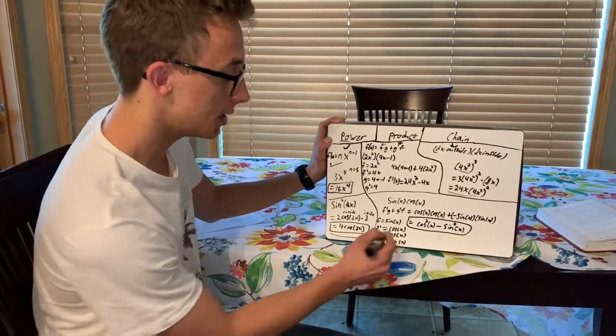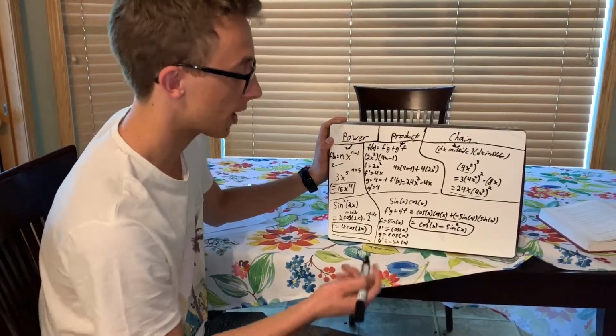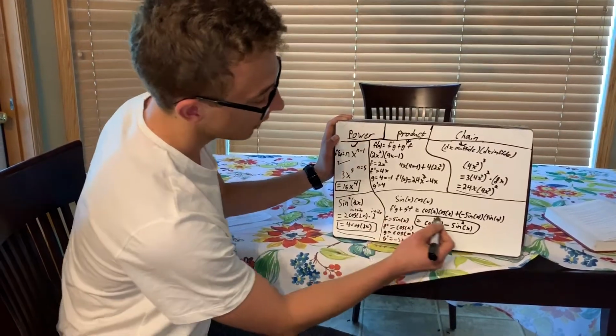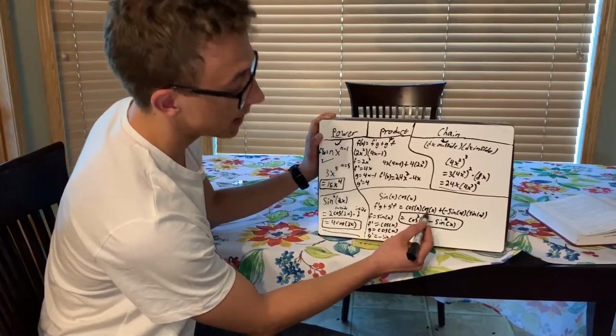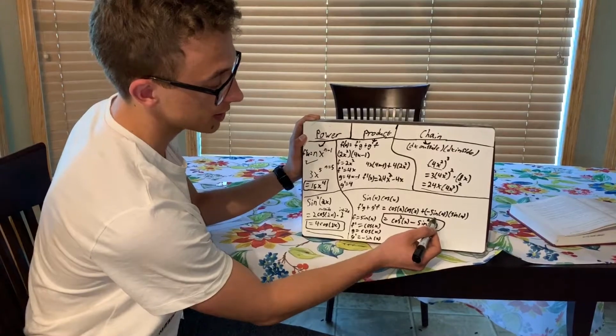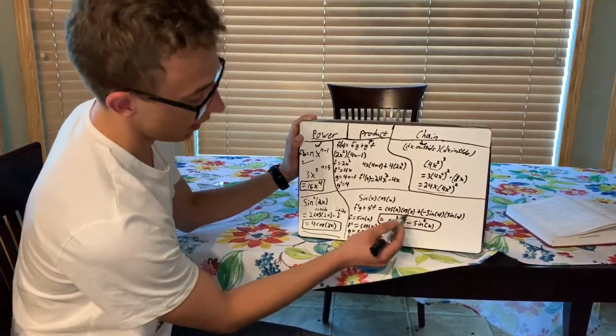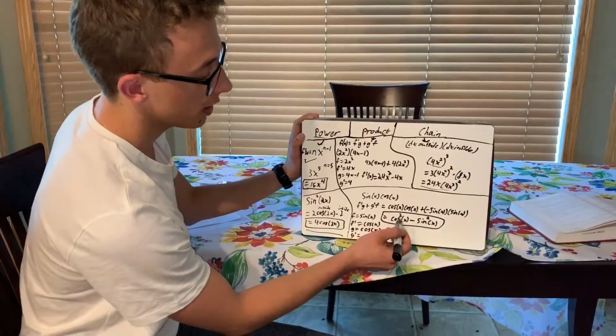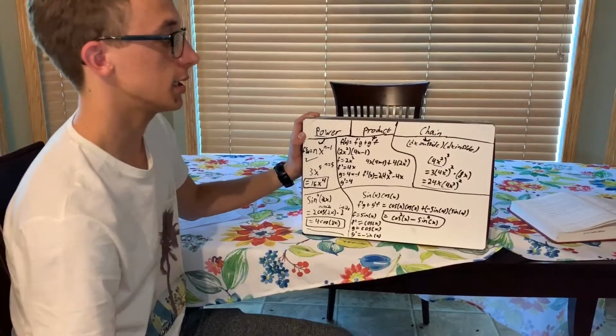A little bit, my apologies, negative sine x, a little bit backwards there. So our equation is cos x times cos x plus negative sine x times sine x. And then once we multiply those through, it'll be cos squared x minus sine squared x.